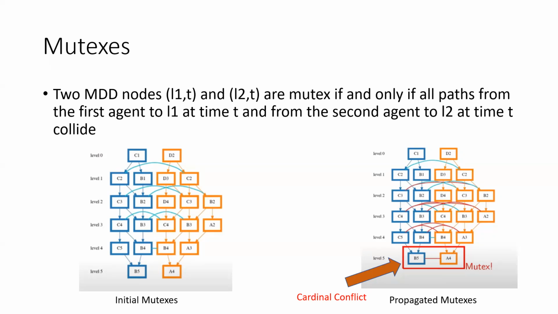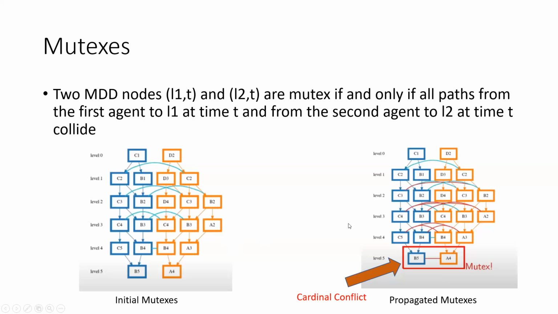So let's say if you consider level one, you can see that we highlight several initial mutexes in the left hand side of the image, which are highlighted in blue, which means you can see that in level one C2 is present in MDD1 as well as C2 is present in MDD2. So they both are initial mutex. Like this, we form the initial mutexes of the entire MDDs of both the agents. And then we come to the mutex propagation.